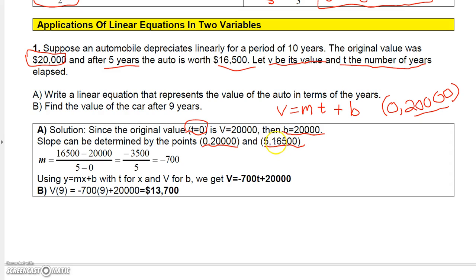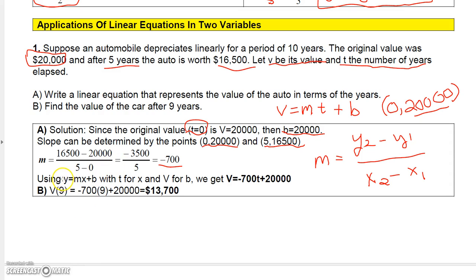So using the formula for slope, 16,500 minus 20,000, I get -3,500 over 5 minus 0, which is 5, and so I get -3,500 over 5, which is -700. So remember, the formula for slope with x's and y's is y2 minus y1 over x2 minus x1. Of course, here it's more like I'm taking v2 minus v1 over t2 minus t1. But it's the same thing. So the slope is negative 700.